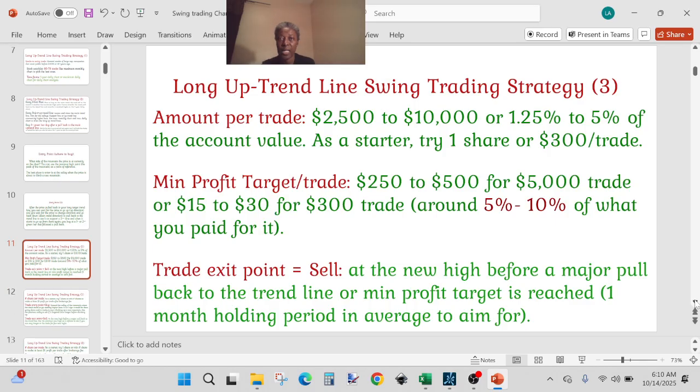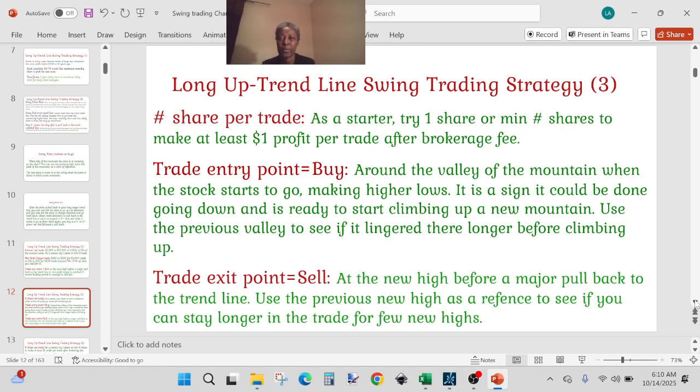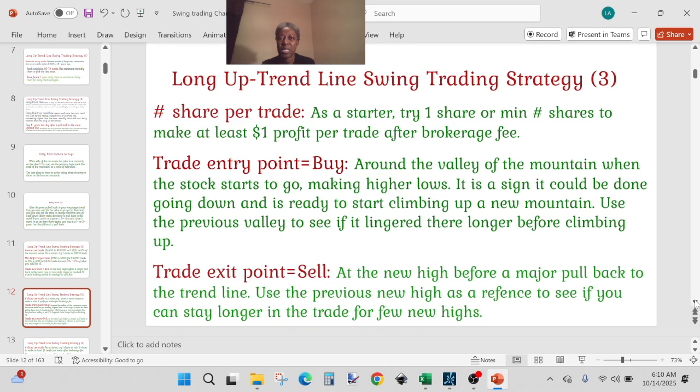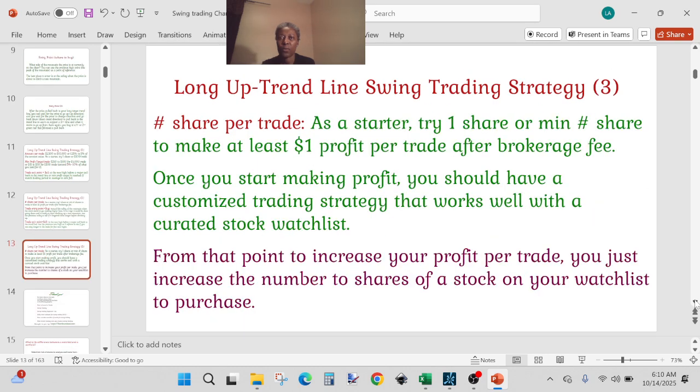And swing trading is one way to make money. Just start small and grow your account from there.